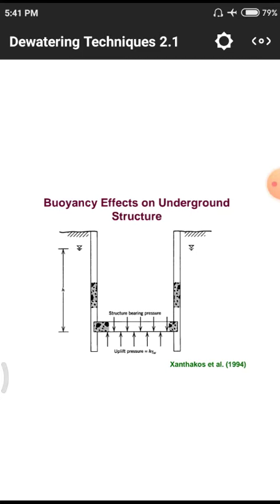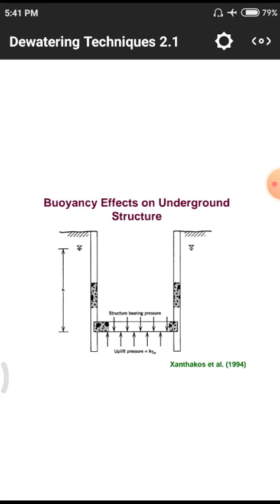Normally this pile foundation will be observed in Geotechnical Engineering part 2, that means GTE2, so that in a particular structure which lies below the ground level, the structure will have to bear these buoyancy forces which act due to the entrainment of water into the soil itself.